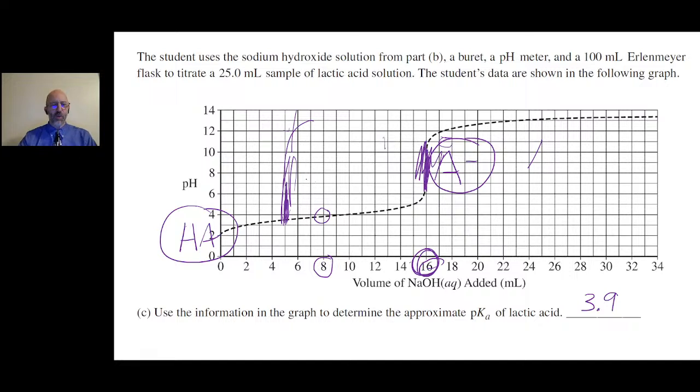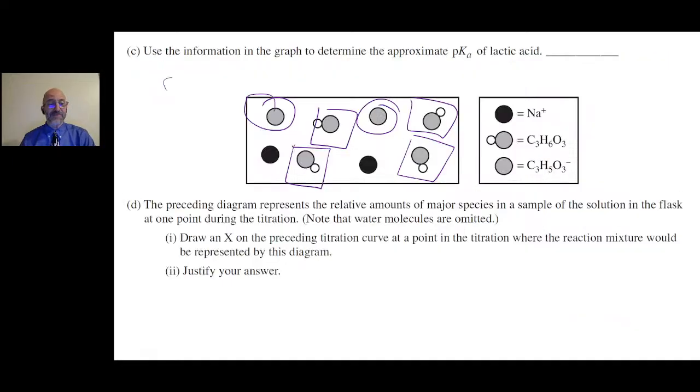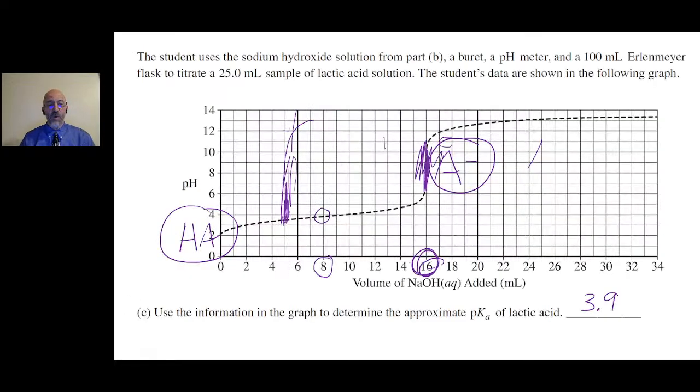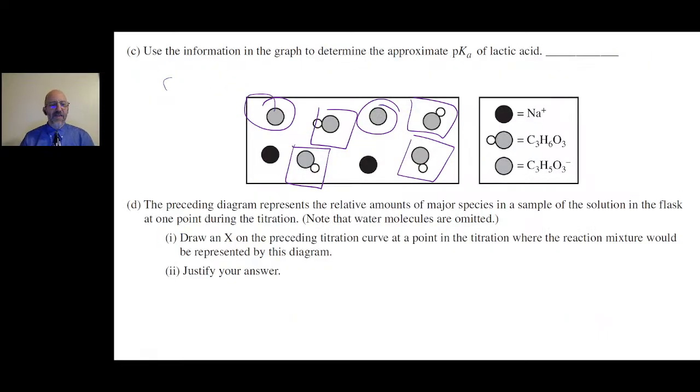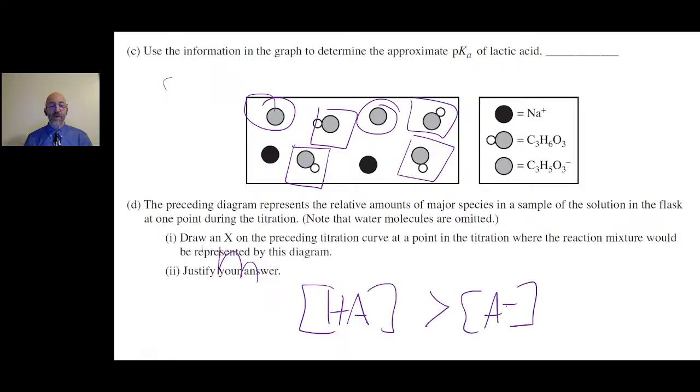So I'm going to go ahead and show you what it says on my official scoring guidelines, but we have to put an X on the diagram, on the curve, where we think that reaction mixture would be. So not the halfway point, but somewhere, I would say around maybe 5 milliliters or somewhere in that range. And then it says justify your answer. So I would say something like, there is a greater number of HA than A minus, and so that's why we are before the halfway point in this titration.